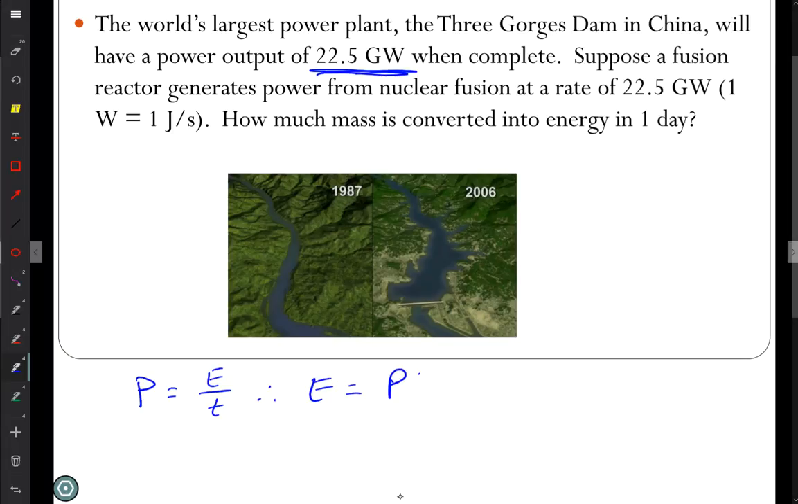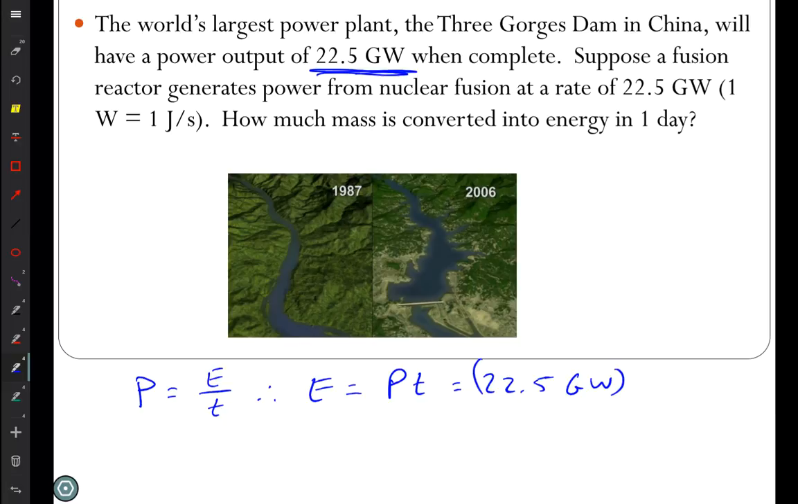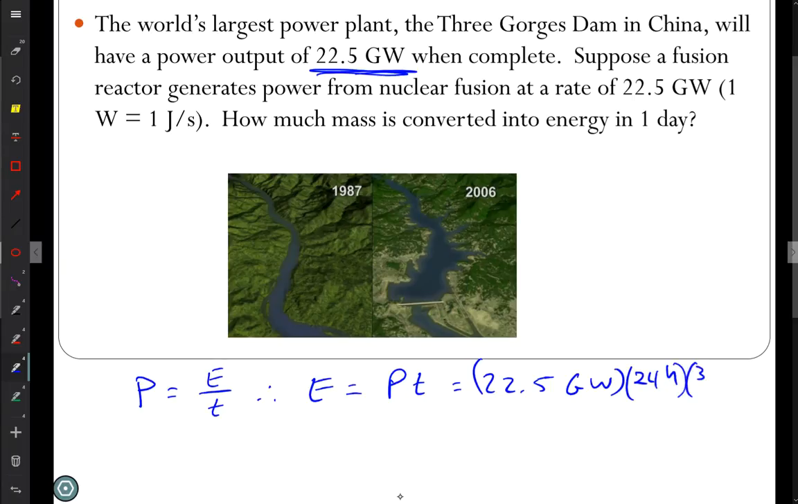The power multiplied by time. So that's going to be 22.5 gigawatts multiplied by 1 day. Well, 1 day is not the correct units. What units do I need there? I need it in seconds. So I'm going to multiply this by 24 hours, because that's how long a day is, and then times 3,600 seconds per hour.